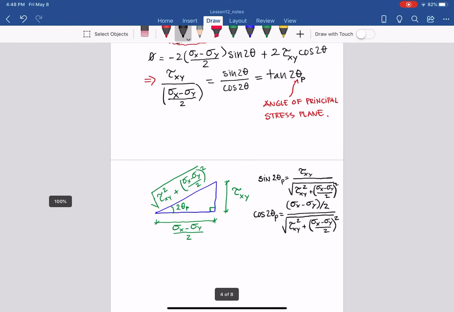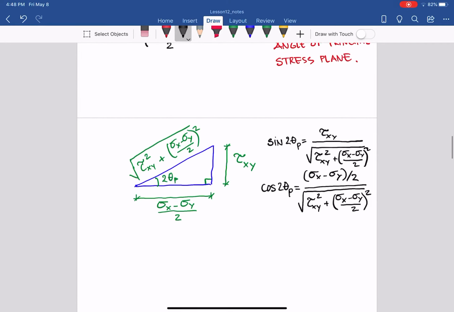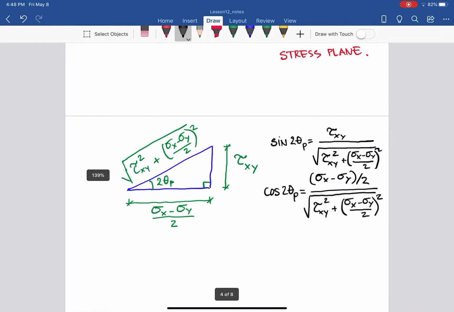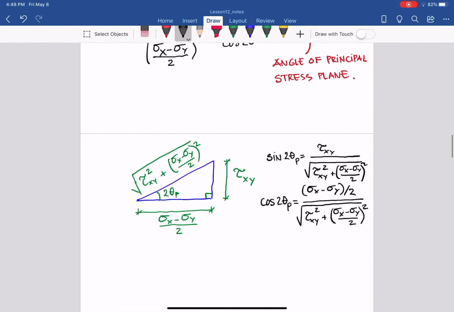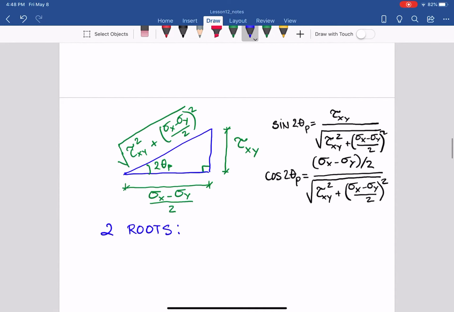So from the tangent we can find the sine of 2 theta p and the cosine of 2 theta p. And as you can see, when you want to find this angle, with the sine we have 2 roots, 2 solutions. When you find that out with the sine and cosine here, we have 2 roots. And those 2 roots, we call them theta p.